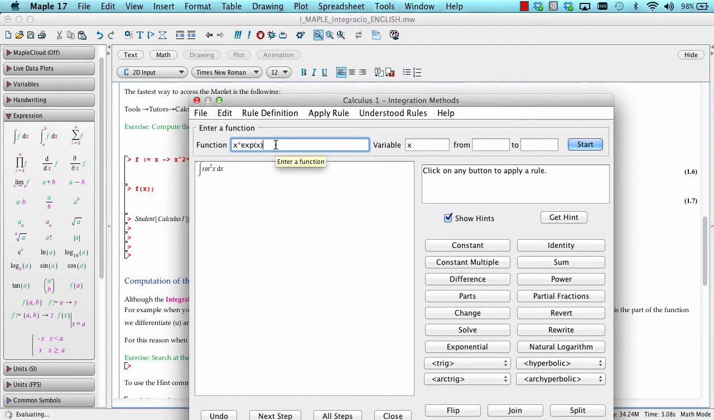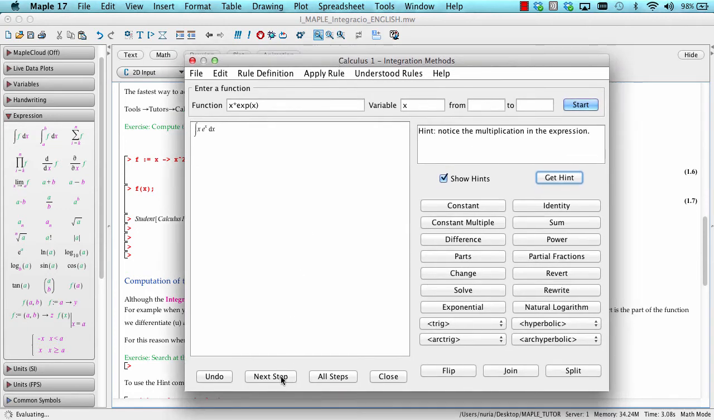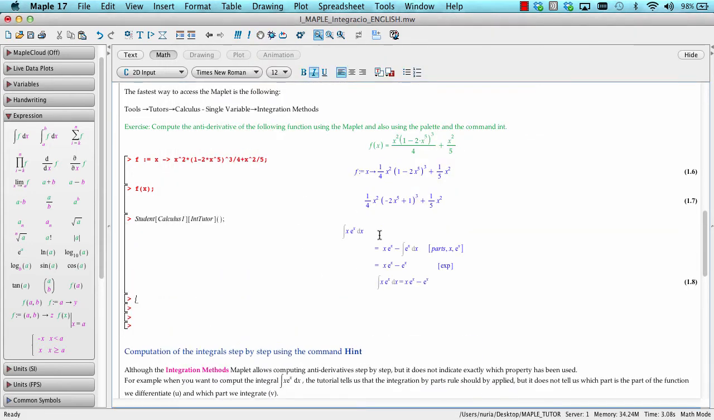So x times the exponential of x. If we now get a hint, Maple says notice the multiplication in the expression, because we have an x times e to the power x. If we do next step, what we get is that the parts rule has been applied. So you should know that in order to compute this integral, you have to apply the parts rule and then again the exponential rule. This is a basic integral, so it's done. Remember that we can copy this, close, and we get the results.